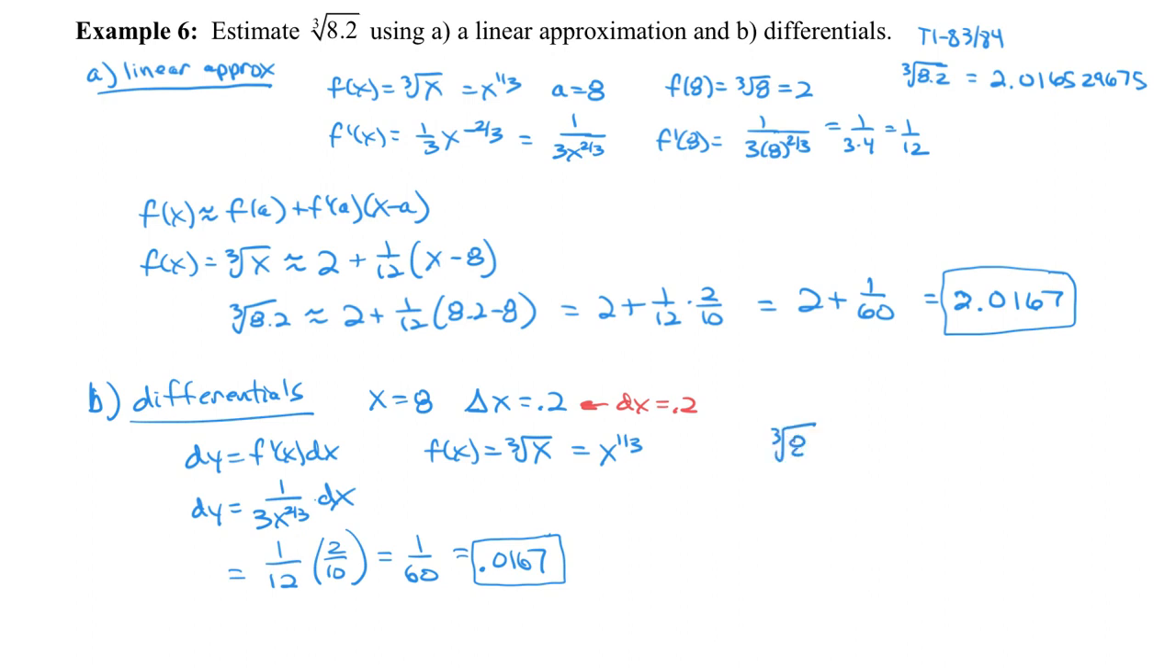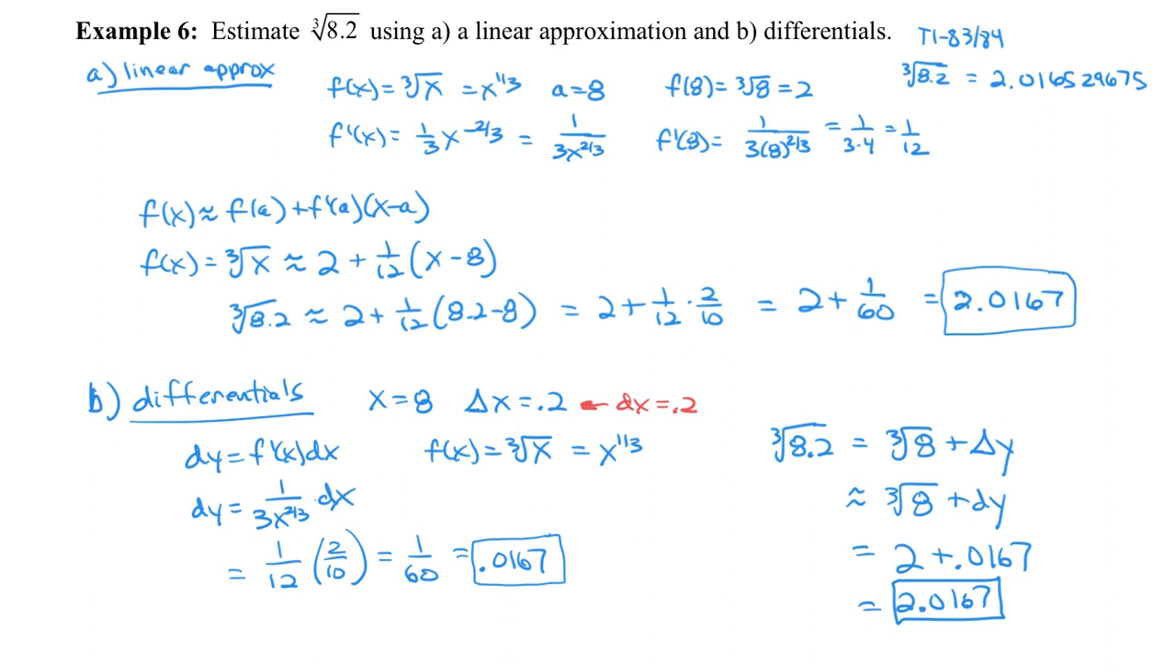So we've got the cubed root of 8.2. We know that's the cubed root of 8, and then plus a change in y as x changes from 8 to 8.2. We know that's approximately equal to the cubed root of 8 plus dy, and dy is what we calculated. So this is equal to 2, the cubed root of 8, plus 0.0167. When you add those together, you get 2.0167, which is the same as we got before. So this is just showing that whichever way you go, we're going to get to the same answer.